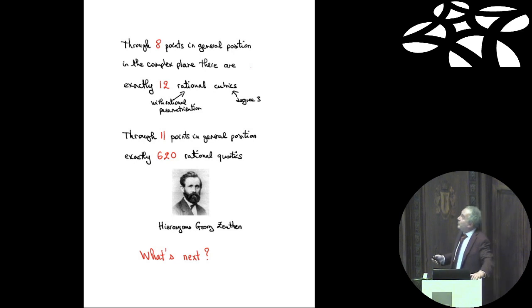Now we take 8 points in general position, and exactly 12 cubic, so this means curves of degree 3. Rational. So what do I mean by rational? Rational means with a rational parameterization. So it's like we do at school.